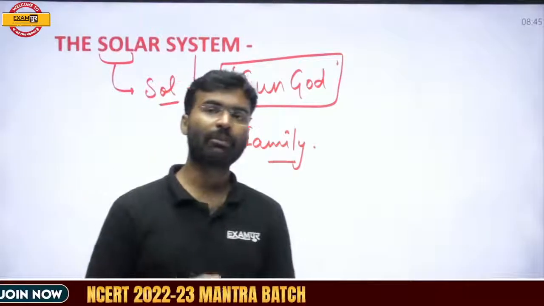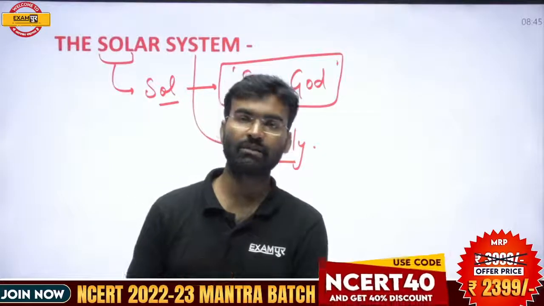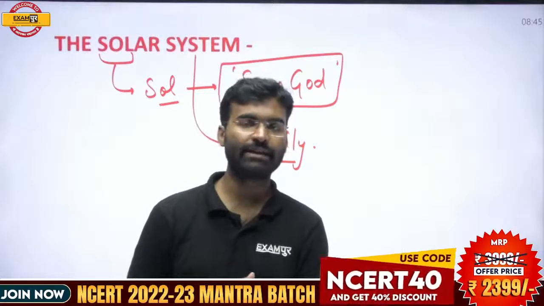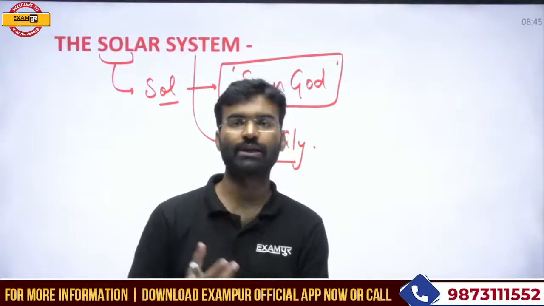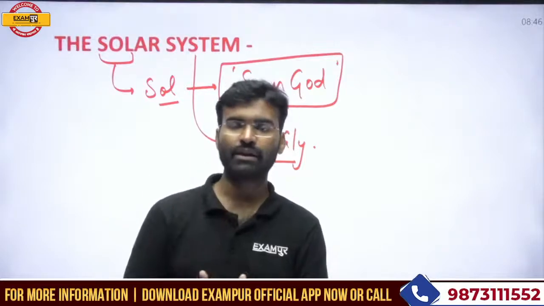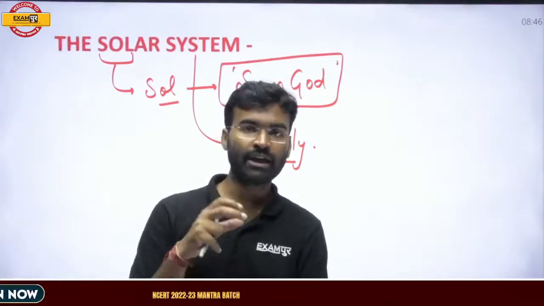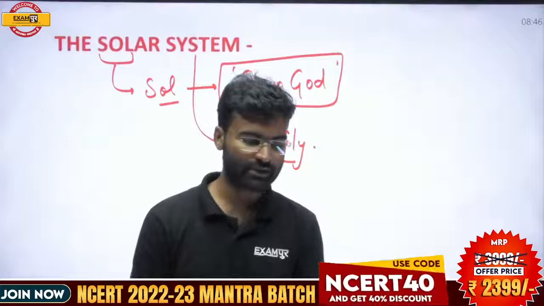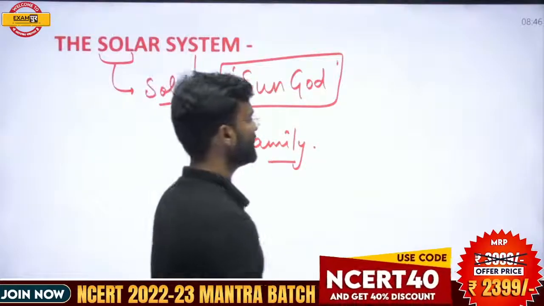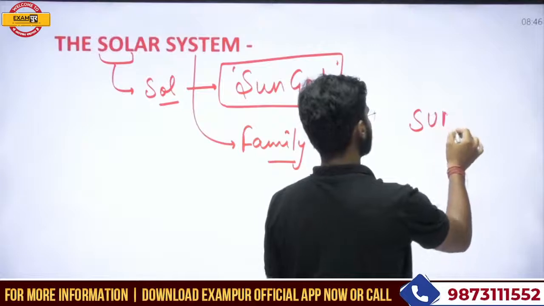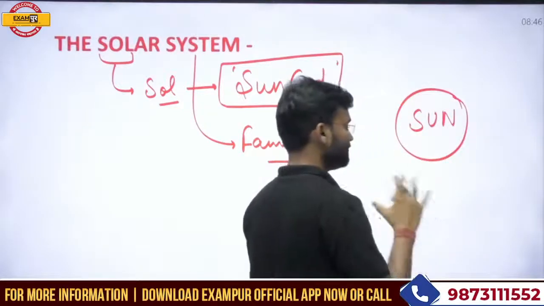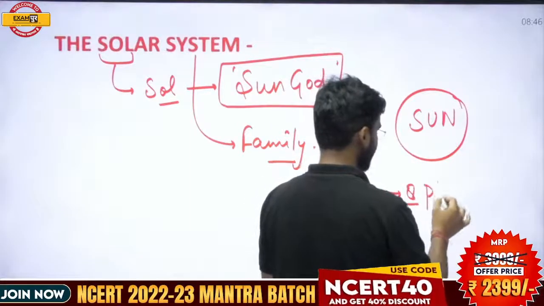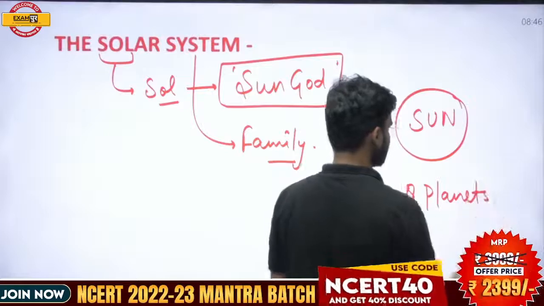So who are the members of the solar family, the sun family? Scientifically, we say that the sun and all the celestial objects revolving around the sun, in the impact of the sun, are collectively known as the solar system. In the present time, under the gravitational force of the sun, there are 8 planets.